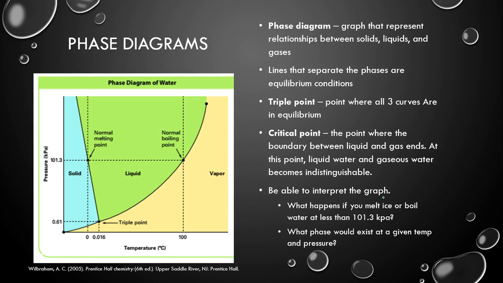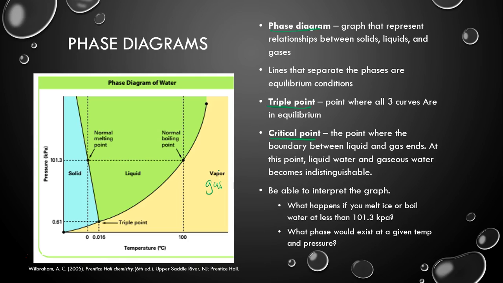Okay, now phase diagrams. Take a moment to write down all of these vocabulary words over here to the side, and then we'll discuss what they mean. So a phase diagram is this thing right here. This is one example of one. It's a graph that represents the differences between solids, liquids, and gases and their relationships between each other.